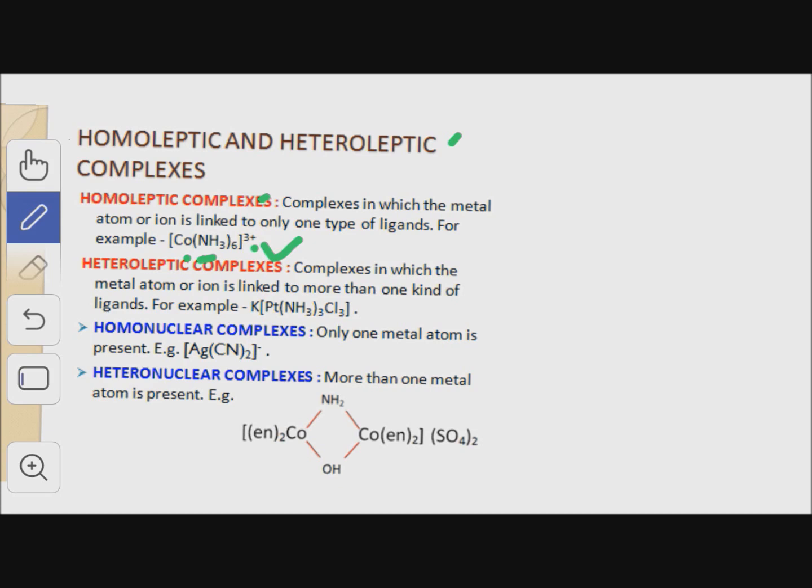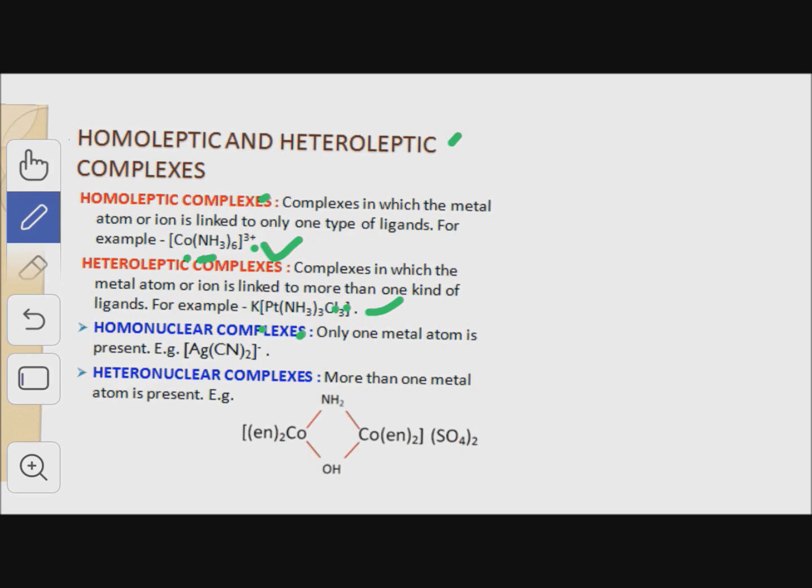Next are the heteroleptic complexes, in which a metal atom is linked to more than one kind of ligands. For example, in this coordination compound, platinum is attached to NH3 as well as Cl, chloride and NH3. It contains two types of ligands. One is neutral and the other one is a negative ligand. And this type of coordination complex is called a heteroleptic complex.